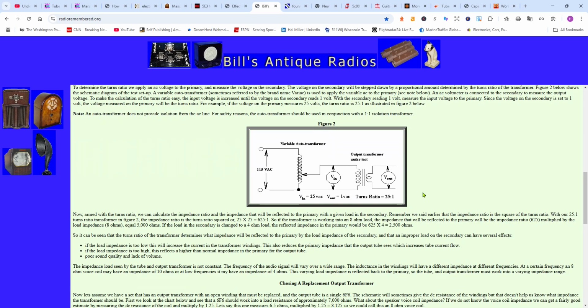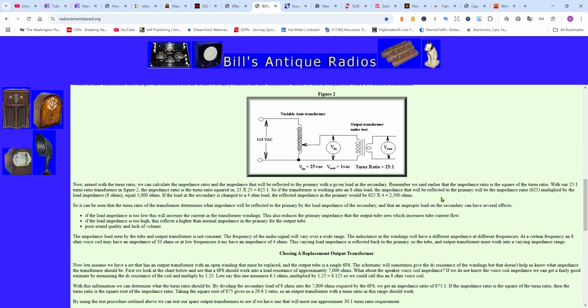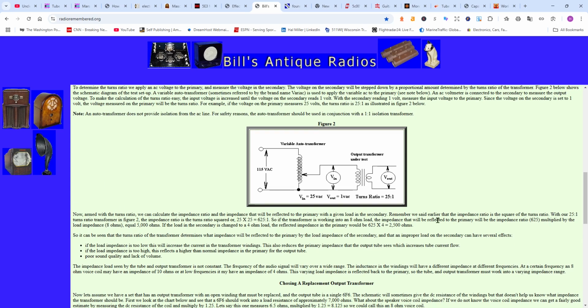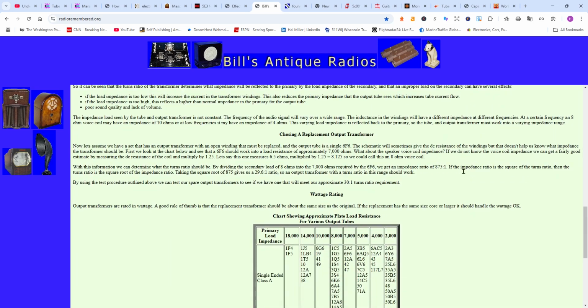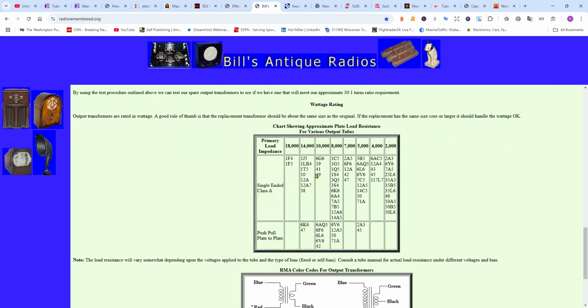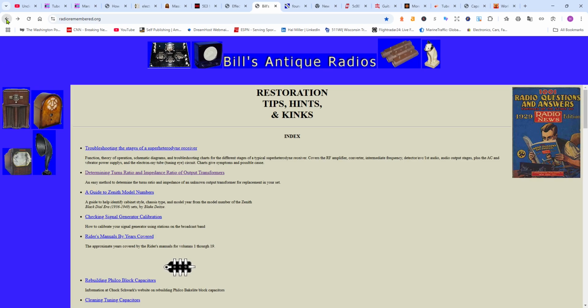I refer to this when I find old transformers and things that I really don't know the turns ratios and things in, and I don't know exactly what the impedance of them is. I come here and I read up on how to test them, and I test them, and they usually come out right. He also has a chart that shows the plate load resistance for various tubes, what kind of transformer works well with them, and also different color codes for wiring.